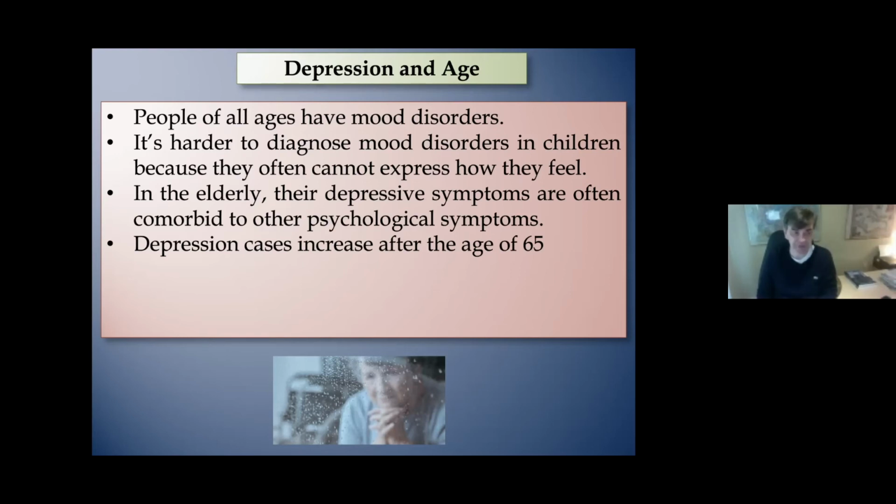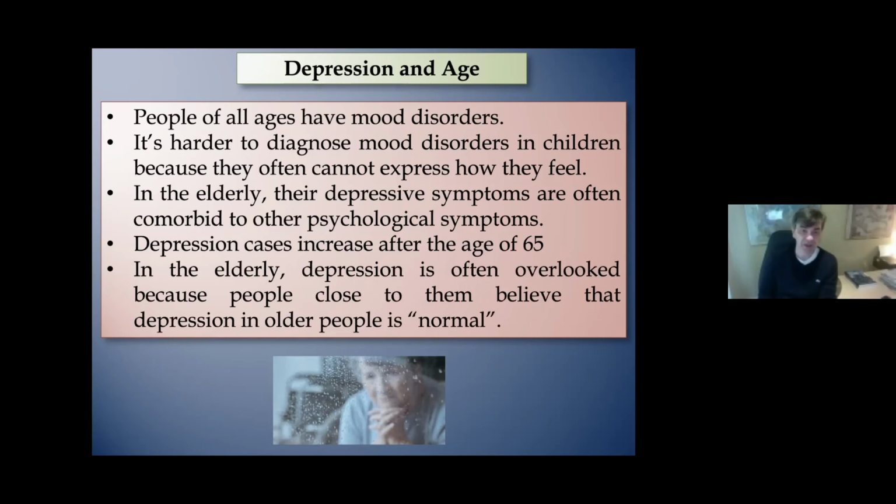Reported pains increase, and sometimes pessimism and dissatisfaction and many other factors affect people over 65, and, at least what we know, the depression cases increase. And in the elderly, depression is often overlooked because people close to them believe that depression in older people is normal. Saying, well, she's 75, yeah, she's lightly depressed, and some people even say sarcastically, what do you do?